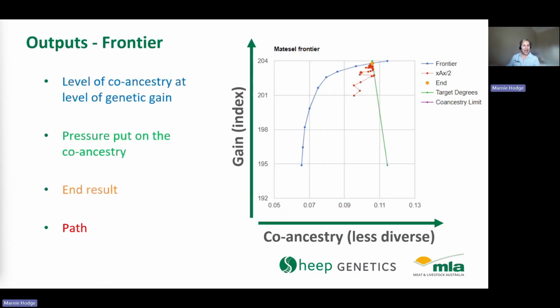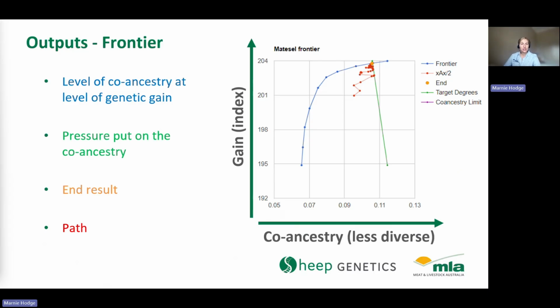So in terms of the outputs that MateCell provides you, there are a few different output sections. This is looking at the frontier, essentially the graph that MateCell provides you after it's finished running. This frontier looks at the potential genetic gain, obviously using an index, as well as the level of co-ancestry of the expected matings that MateCell has looked at.